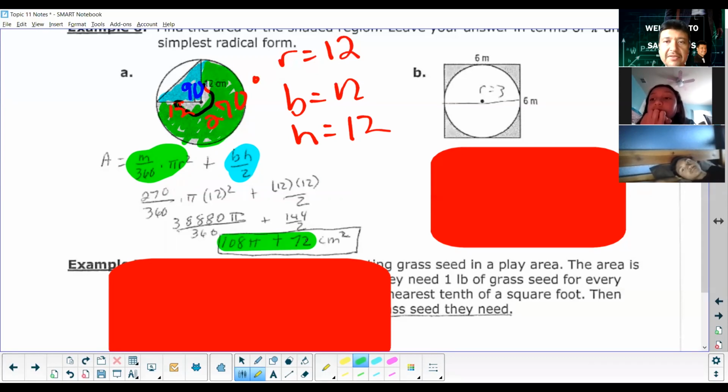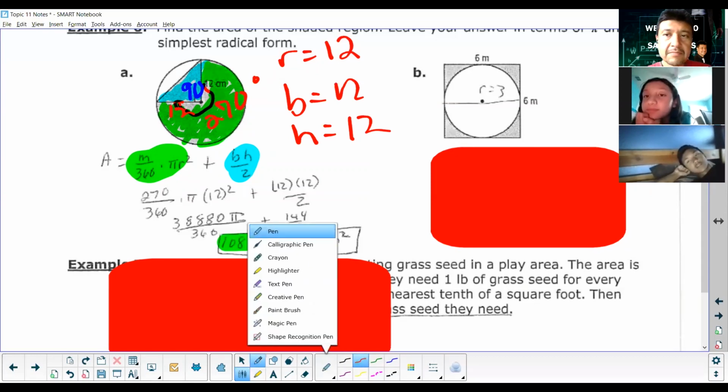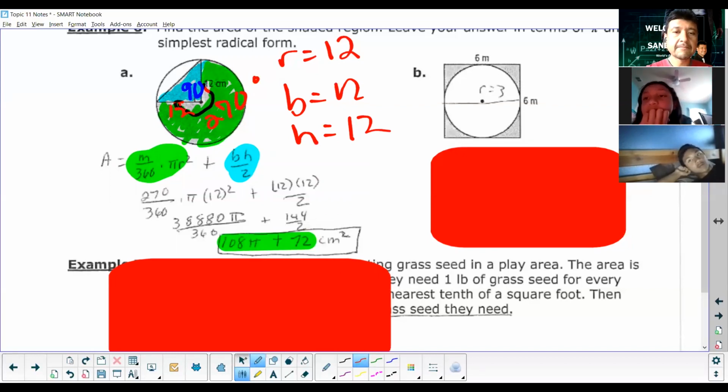Look at B. Do any of you two kids know how to solve for B? Yes. Okay, tell us, Marcus, what would you do? Well, it's just a circle and a square, and we're trying to find the square's shaded part. So you would take out the circle from the square. Okay, so basically you're going to subtract the area of the circle from the area of the square. Excellent. Yes, that's exactly it.